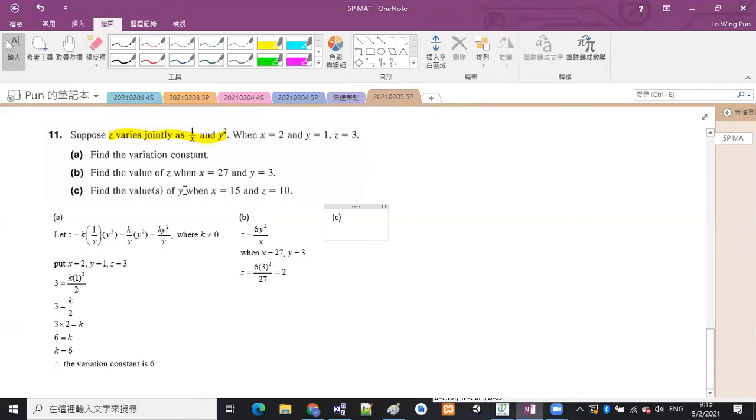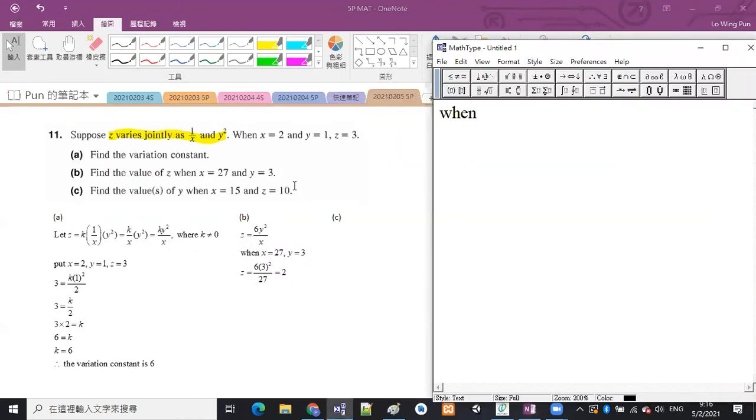Part C, find the values of y when x is equal to 15 and z is equal to 10. 係咪有嗱？其實同 B part 係一樣嘅。都係3個裏邊俾咗2個數字你，叫你揾第3個出嚟。不過今次嘅第3個就唔係本身做 subject 嗰個英文字母，係另外一個嚟嘅，所以我哋可能要調一調位。Okay, so just when x is equal to 15, z is equal to 10, then you just put these two numbers into the equation.